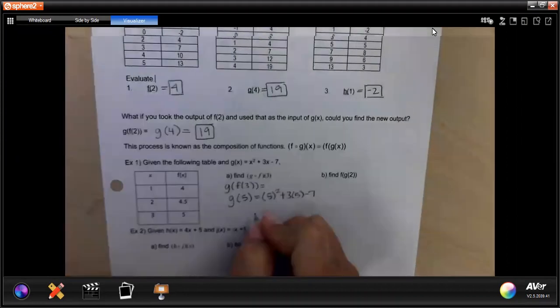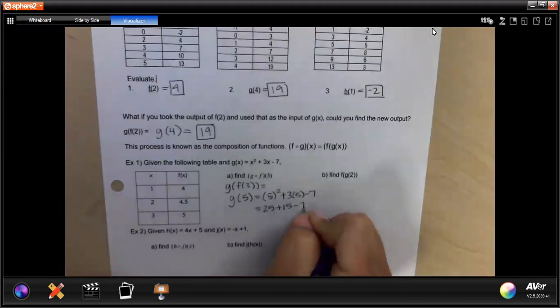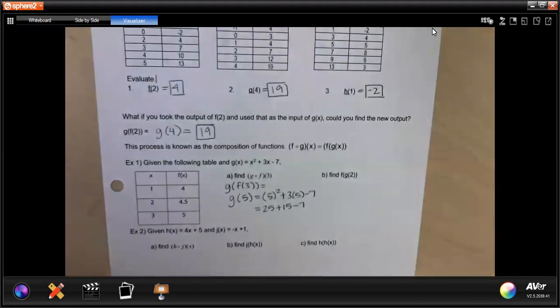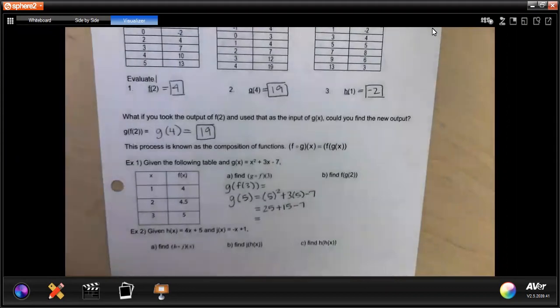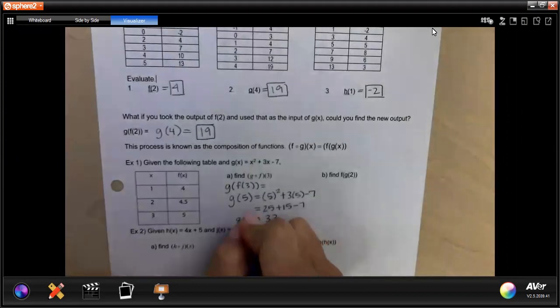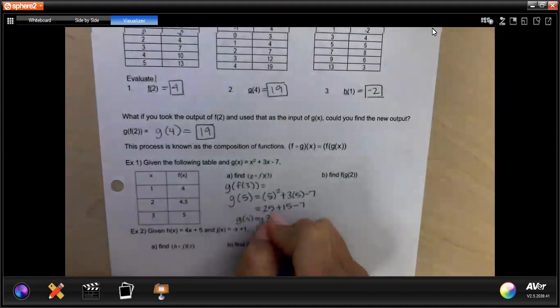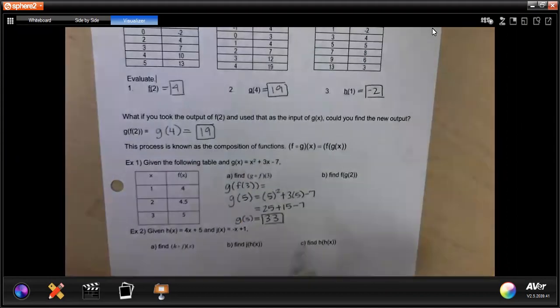And then we can simplify this function. 5 squared is 25, 3 times 5 is 15, minus the 7. When we finish that, 25 plus 15 gives us 40, minus a 7 gives us 33. So g of 5 is 33, or g of f of 3. We're going to try another one here.